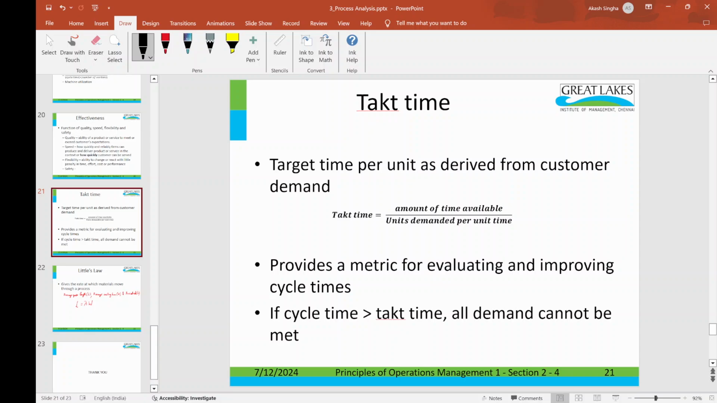Takt time means the time which is demanded by the demand, and cycle time is how much we can serve. So cycle time is kind of like supply, and takt time is kind of like demand, from the economics term. Sorry, I said the opposite thing. Cycle time is how much we can meet, and takt time is how much demand we are getting. So if cycle time is greater than takt time, then all demand cannot be met, because we need more time to complete than the demanded time.